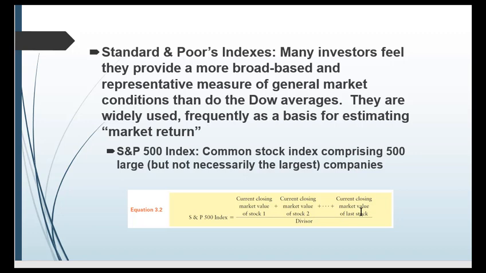So the S&P 500 index is the common stock index comprising 500 large, not necessarily the largest, companies. And again, they do the same thing. They find the closing market values of the stocks and they divide it by a divisor. Again, the idea here is to make comparisons of your portfolio to this number to get an indication of how your portfolio might be moving.